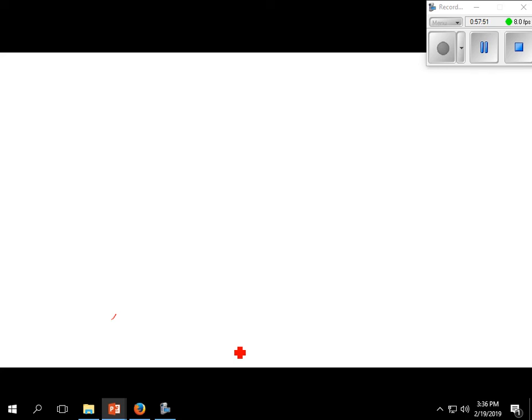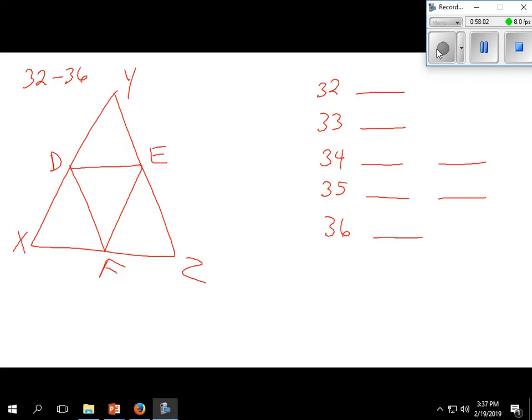Next one, problems 32 through 36. Let's see what it says here. All right, so I have this all drawn out. They tell us that segment XD is congruent to segment YD, so that means D is a midpoint. They tell us that segment XF is congruent to segment ZF, so that tells us that's a midpoint. And then they tell us YE is congruent to EZ, so that means that's a midpoint.